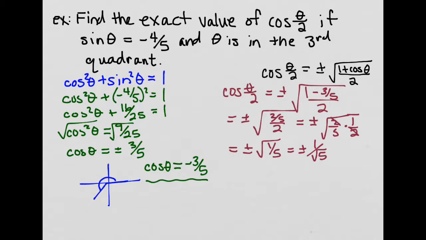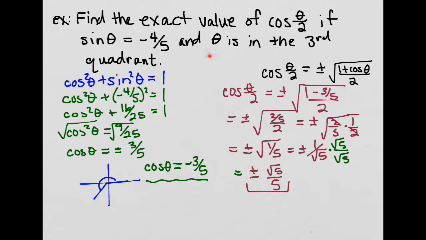So now let's rationalize the denominator. That means we want to get the square root out of the bottom. So we're going to multiply the top and the bottom by square root of 5. So we will get plus or minus square root of 5 over 5. Now we're not done yet. We also need to decide whether this is positive or negative.